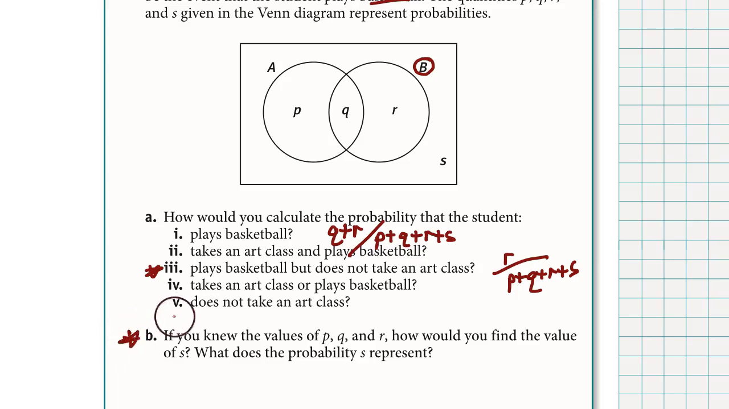Now take a look at question B. This reviews the concept of complement from the other day. If we know the values of P, Q, and R, that is, everything in the circles, how could we find the answer for S, the number not in the circle? We could start with 1 and subtract the P plus Q plus R. This shows that concept of complement, everything that's not in a particular event.